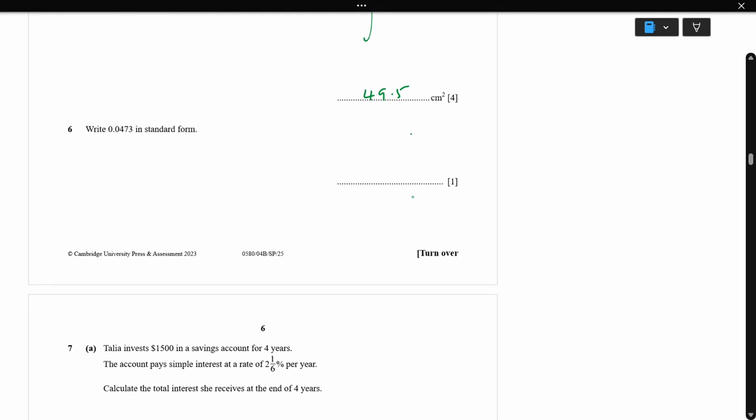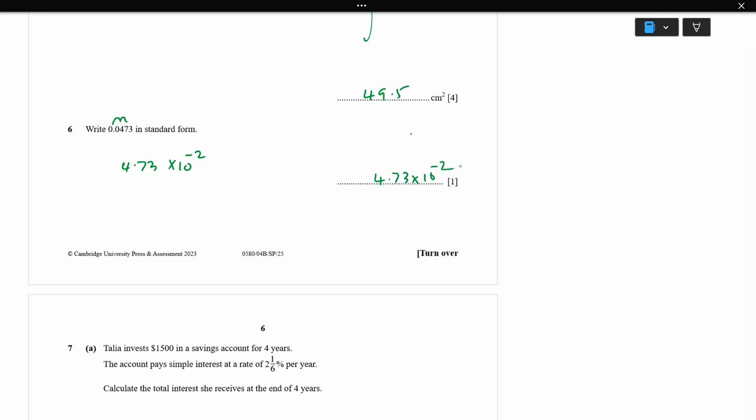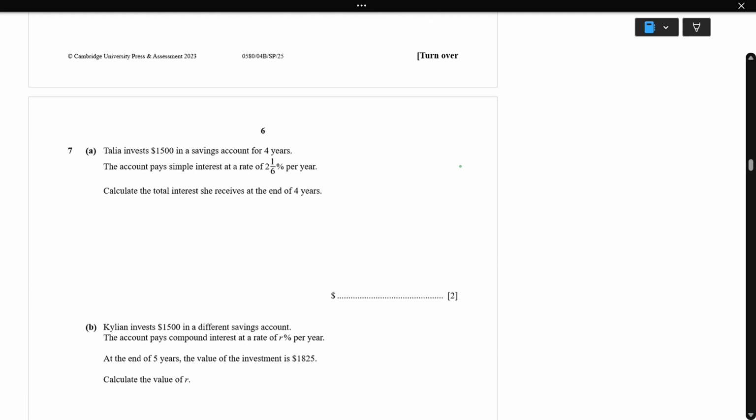0.0473 in the standard form. So standard form is one digit before the decimal place, so we need to move from 1 to, so which is 4.73 times 10 to the power negative 2. 4.73 times 10 power negative 2.